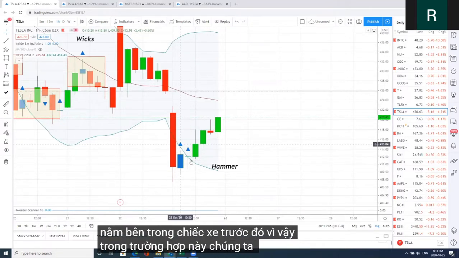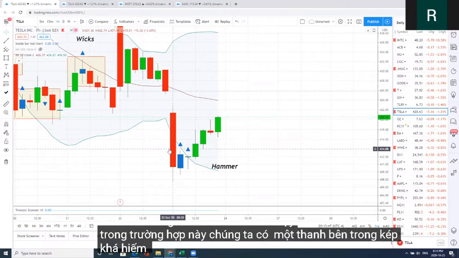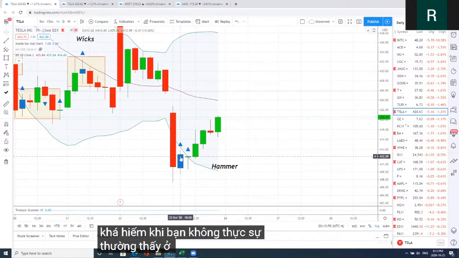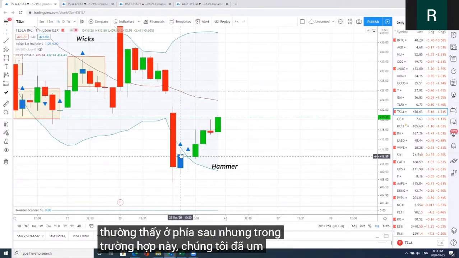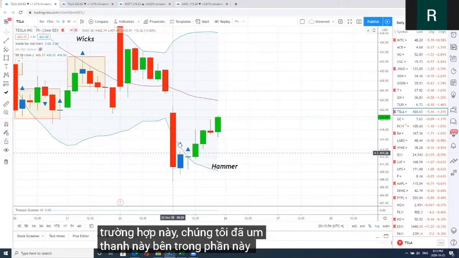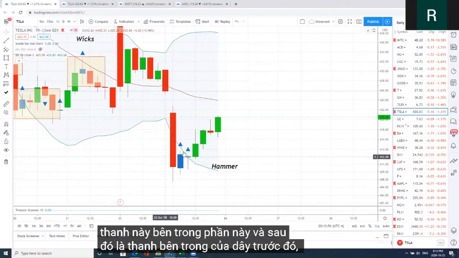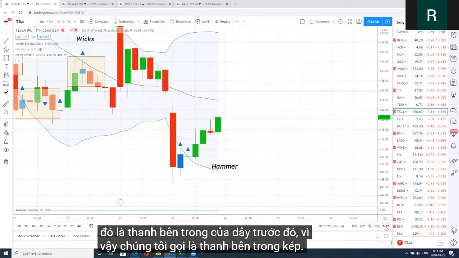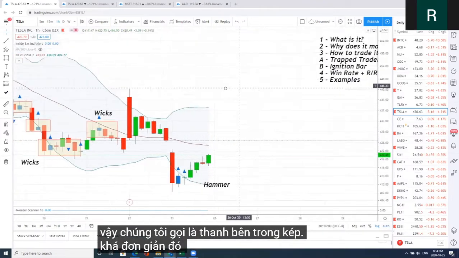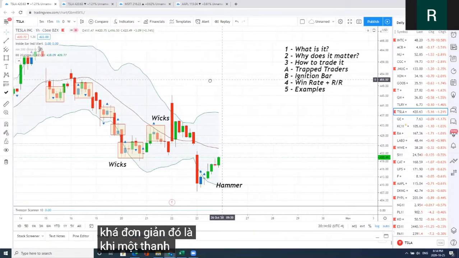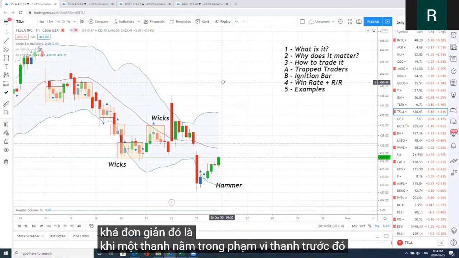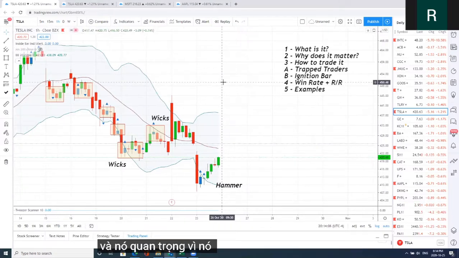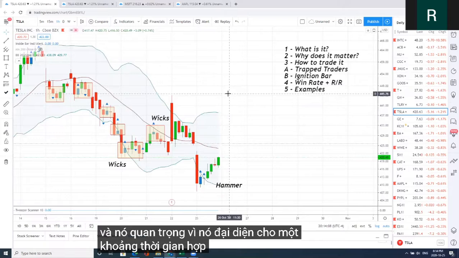So in this case, we had a double inside bar, which is pretty rare. You don't usually see back to back, but in this case, we had this bar inside of this bar, and then that bar inside of the previous bar. So that's what we call a double inside bar. So quite simply, it is when a bar is within the previous bar's range, and it matters because it represents a period of consolidation, right?